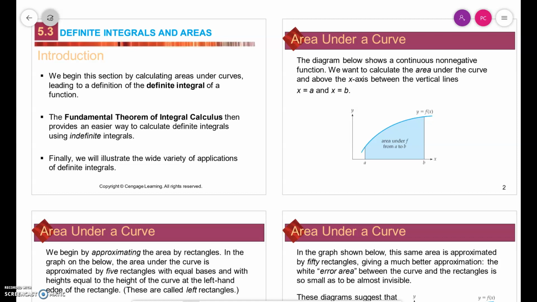All right, so this is section 5.3 for business calculus, and this will be the last section that we cover for this course. What we're going to talk about are definite integrals and area. In this section, we begin by calculating areas under the curves, leading to a definition of what we call the definite integral of a function.